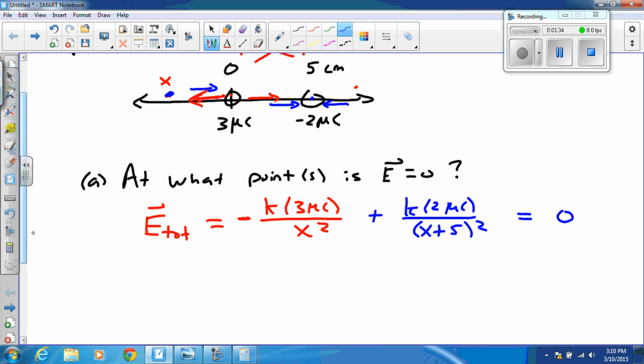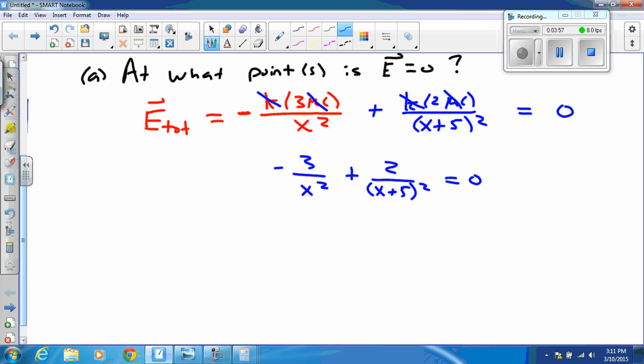Well, there's a couple ways that I could solve this, but I kind of like simplifying first. I'm going to divide both sides by K, and I'm going to divide both sides by 10 to the 6th, so that I get a greatly simplified equation, which looks like this. How to solve this? Well, again, I could resort to calculator, but I think some algebra can work. If I add 3 over x squared to both sides, then I get a relatively friendly equation that looks like so. And maybe I can do a little bit of cross multiplying.